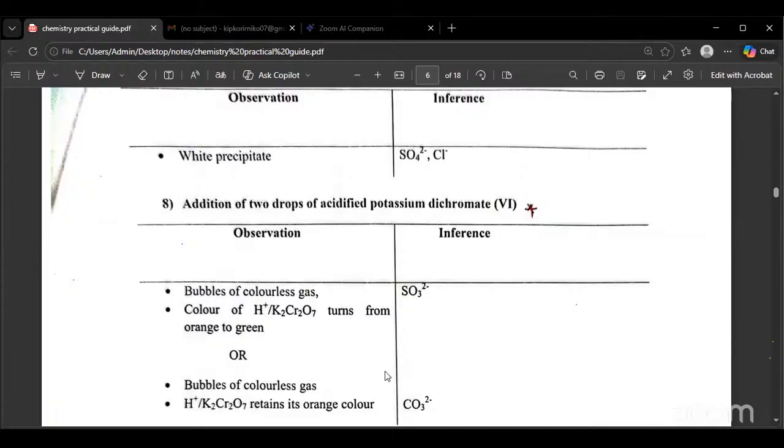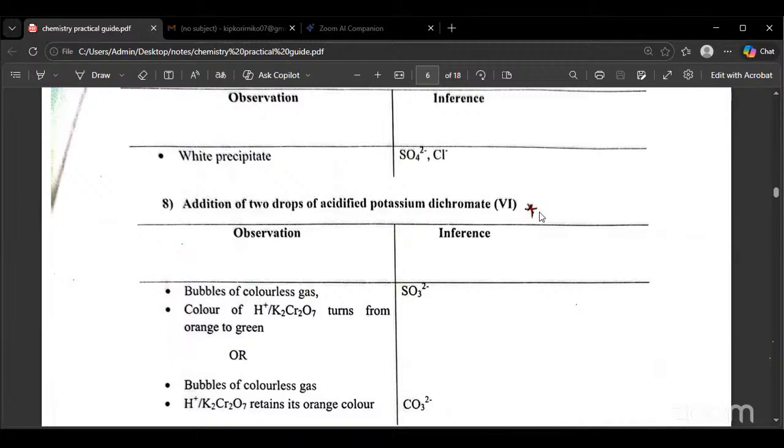You don't remember. Okay. So bubbles of colorless gas, but again the color is retained. So that means it is carbonates that are present. Now this one is a special case of this one. That is why I put a star. It's normally a very special case. It's rarely tested. I don't know why it is rarely tested, but I didn't want to leave anything out. I wanted to touch on everything.